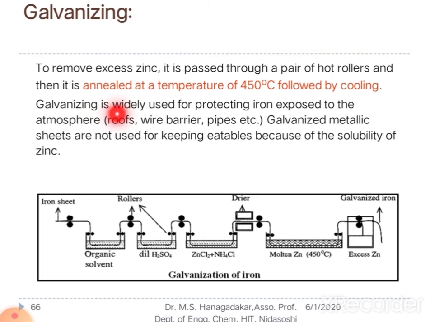Now the galvanizing process is widely used for protecting iron objects like roofs, wire barriers, pipes, etc. And galvanized metallic sheets are not used for keeping eatables because zinc is highly soluble in acidic medium. Therefore, galvanized coating is not used for the storage of foodstuff.